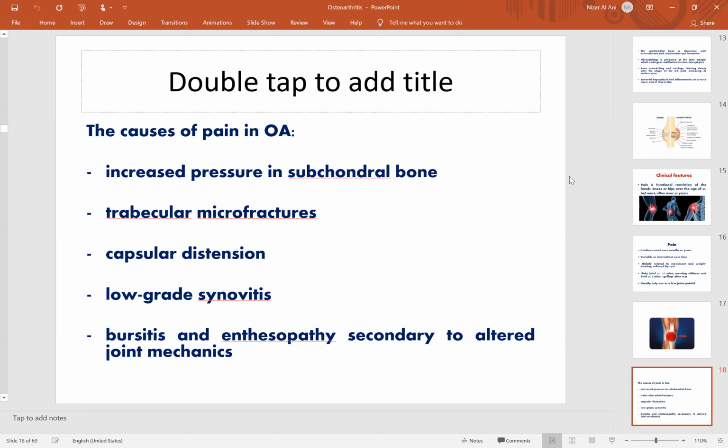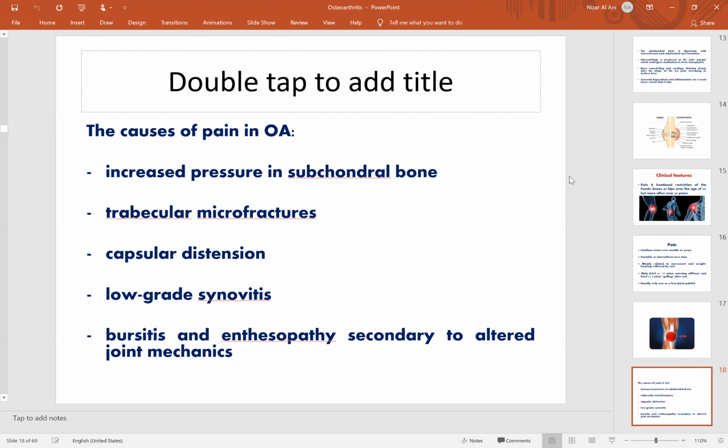So what are the causes of pain in osteoarthritis? There are many proposed mechanisms for this. First, increased pressure in subchondral bone. So the cause of pain is the bone, not the cartilage itself. Probably there are trabecular microfractures inside the bone. Also the capsular distension, the capsule surrounding the joint, may cause pain. The low-grade inflammation of the synovium may cause pain.